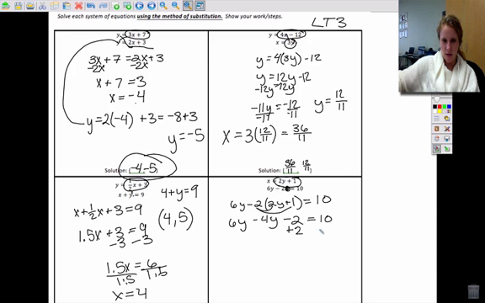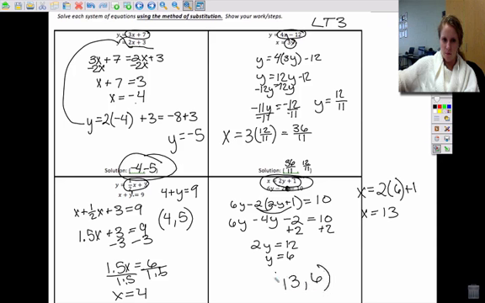Add 2 to both sides. And we have 6y minus 4y is 2y equals 12. So that means y equals 6. Plug that back in. Let's say we plug it in here. Then x is going to equal 2 times 6 plus 1. And so x is going to equal 12 plus 1 is 13. So our point should be 13, comma 6.